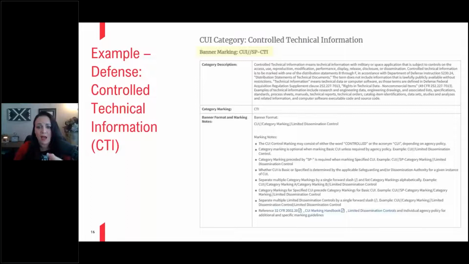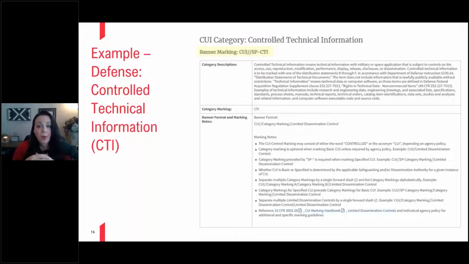We tend to think of anything in that last sentence. Examples of technical information include research and engineering data, engineering drawings and associated lists, specifications, standards, process sheets, manuals, technical reports, technical orders, and the list goes on and on. But you can see they have worked a great deal to clear up what would fall under CTI. Now, the banner marking for any of these documents will likely be either CONTROLLED or CUI, or you may have the specified banner marking, CUI//SP for the specified category, /CTI.